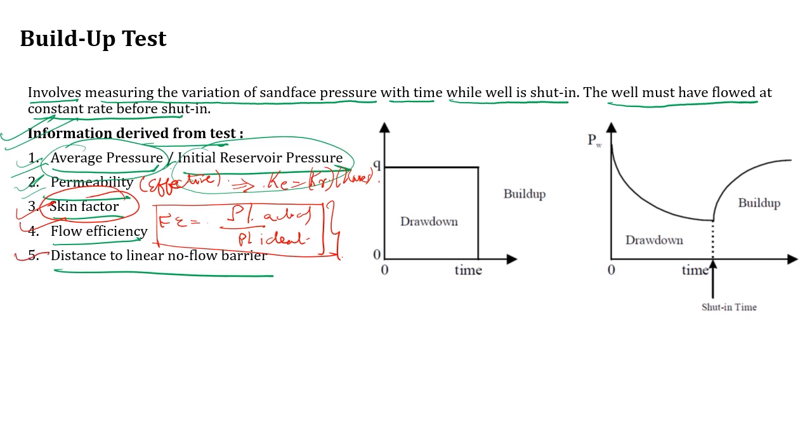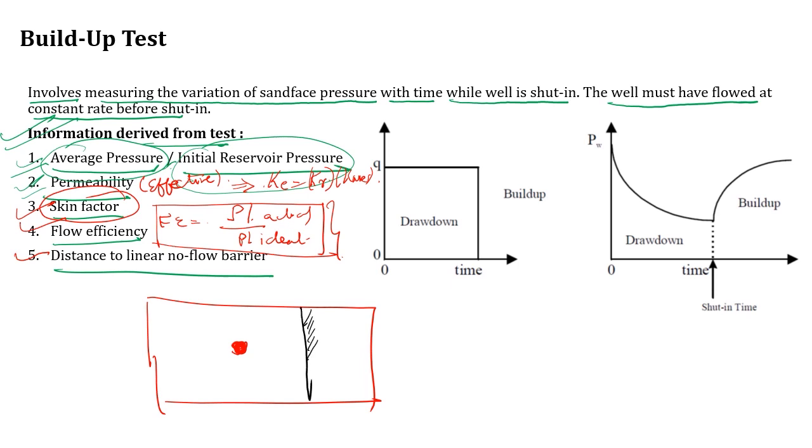Fifth point, distance to linear no flow barrier. Now let's say I have a reservoir, a rectangular reservoir. I have a well over here. Okay, now let's say I have some fault over here. I have a fault over here. Okay, that means it is a non-communicating fault.